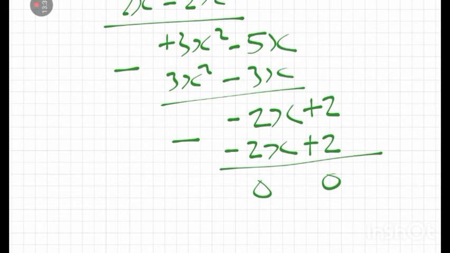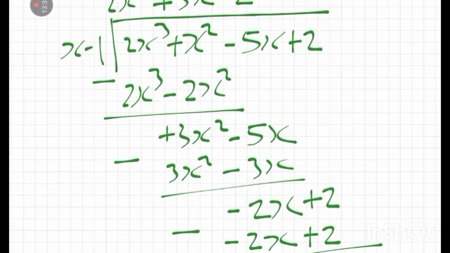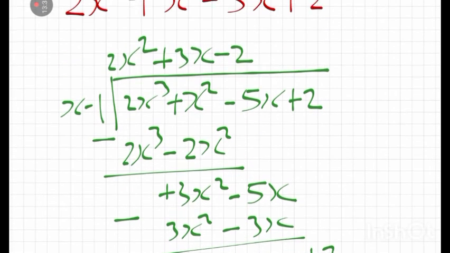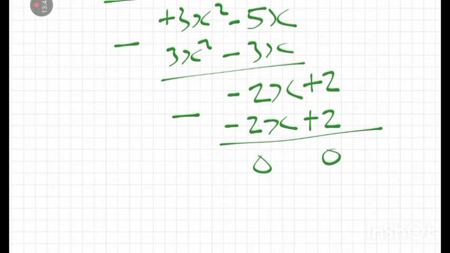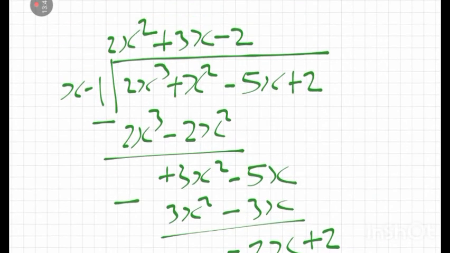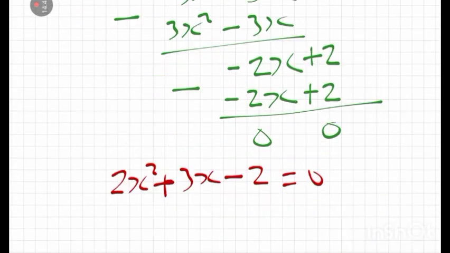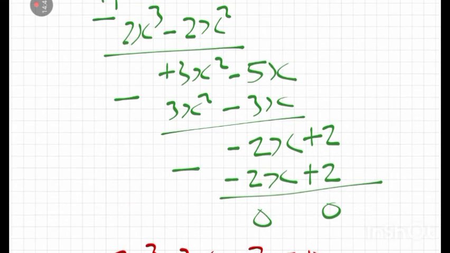The fact that I got 0 is an assurance that I am doing what is right, that I have not made any mistake, because it has already been stated that x minus 1 is a factor. That is why the remainder is 0. Therefore, I can now factorize 2x squared plus 3x minus 2. So we factorize 2x squared plus 3x minus 2 is equal to 0.